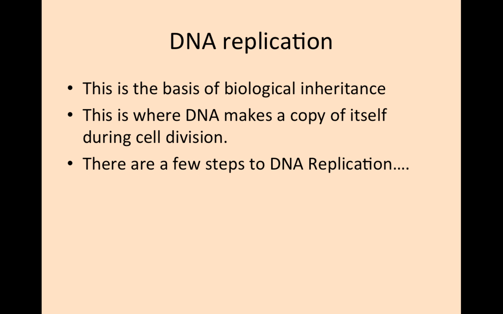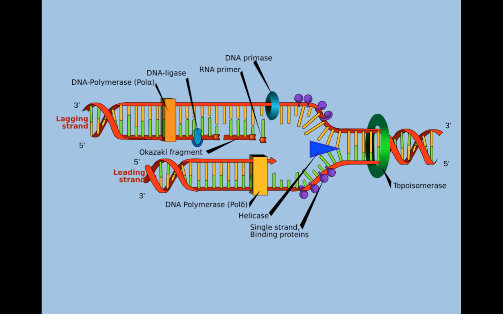DNA replication. This is the basis of biological inheritance. This is where DNA makes a copy of itself during cell division. However, there are a few steps to DNA replication. There is a series of steps involved in the process of DNA replication.